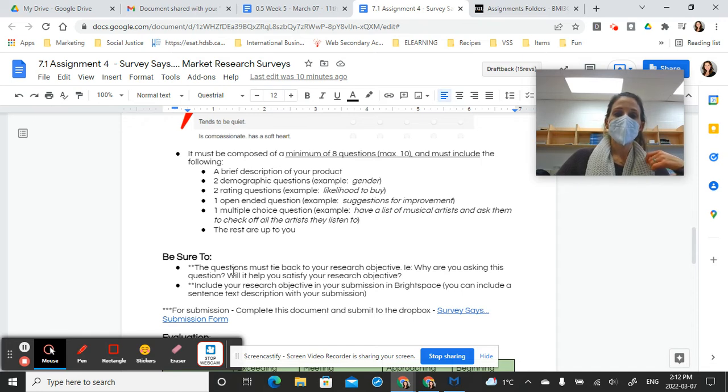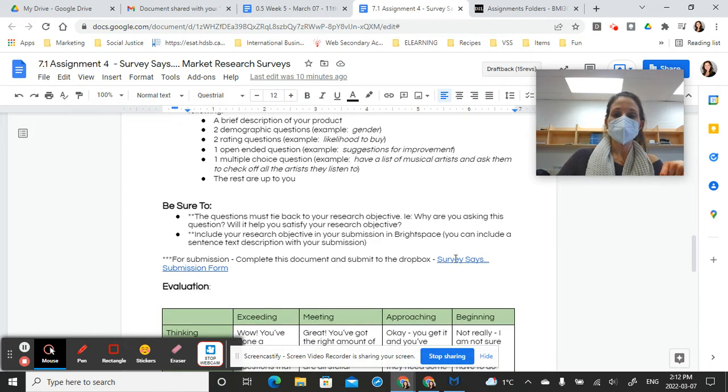Okay. So in this, you want to be sure that the questions tie back to your research objective. That's what I'm really going to be looking for. Why are they asking this question? Does it really answer what they're trying to research, or is it just there as filler? Okay. And then make sure that you include your research objective as well.